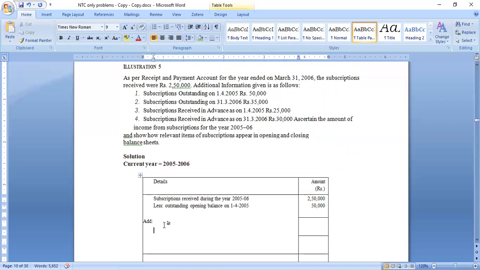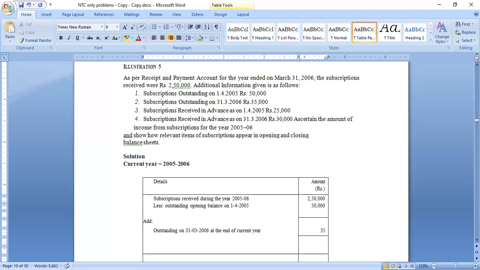So outstanding on 31st March 2006, at the end of current year.